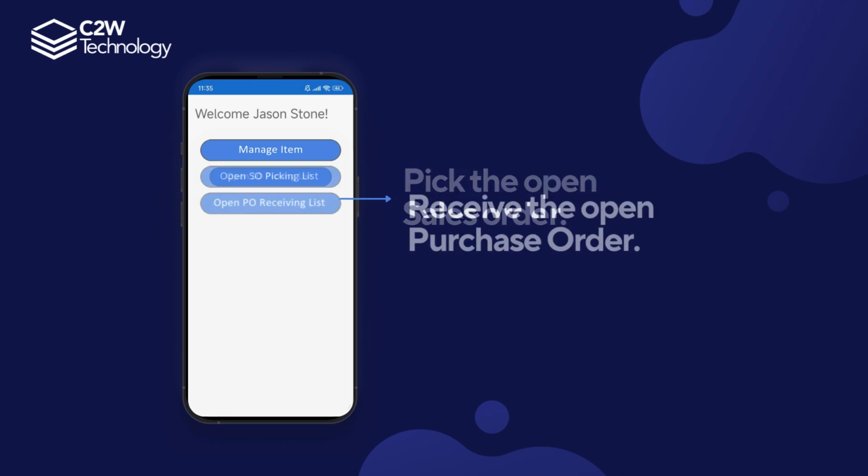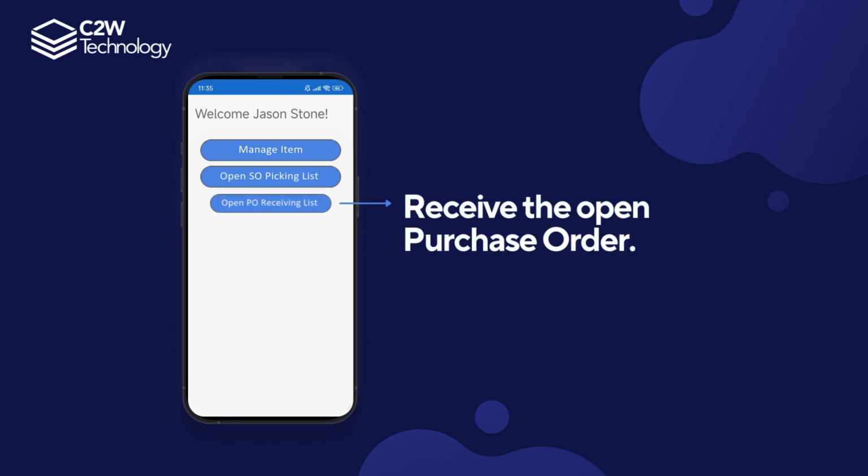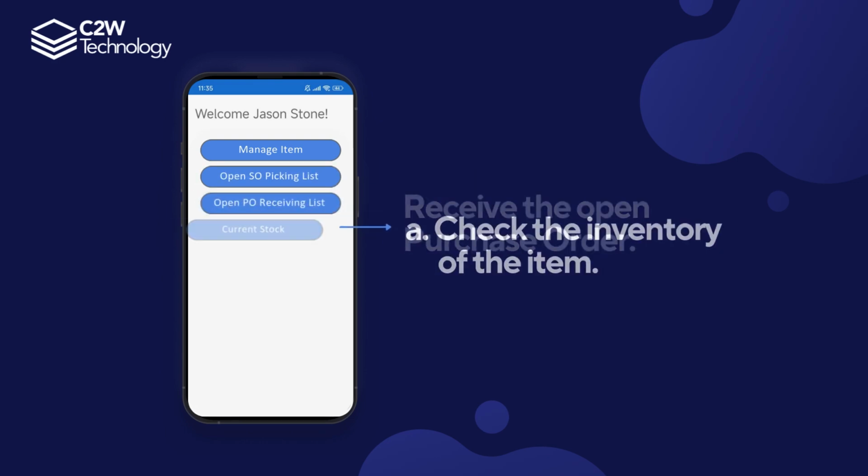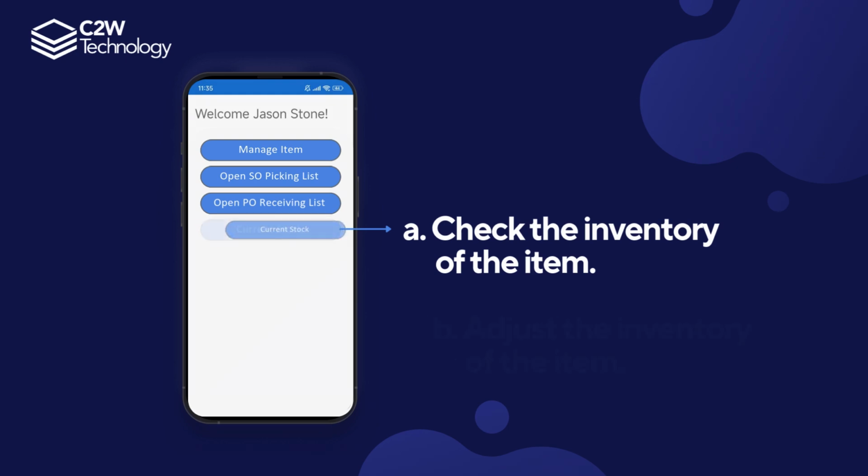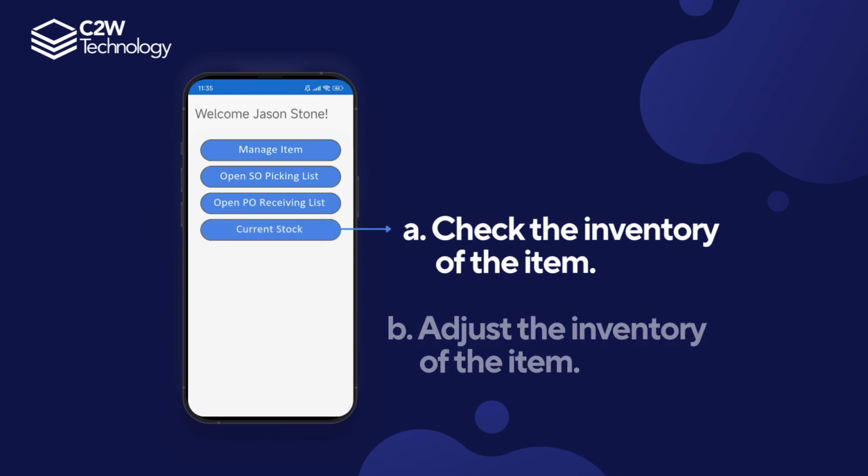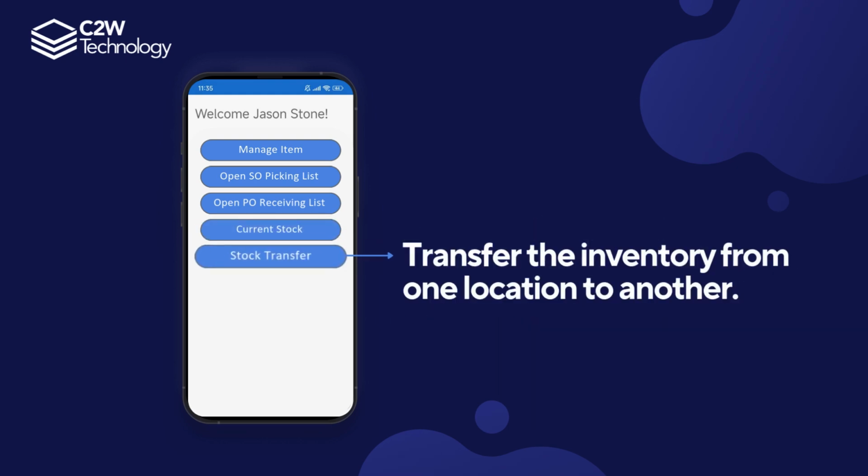Open PO receiving list, receive the open purchase order. Current stock, check the inventory of the item and adjust the inventory of the item. Stock transfer, transfer the inventory from one location to another.